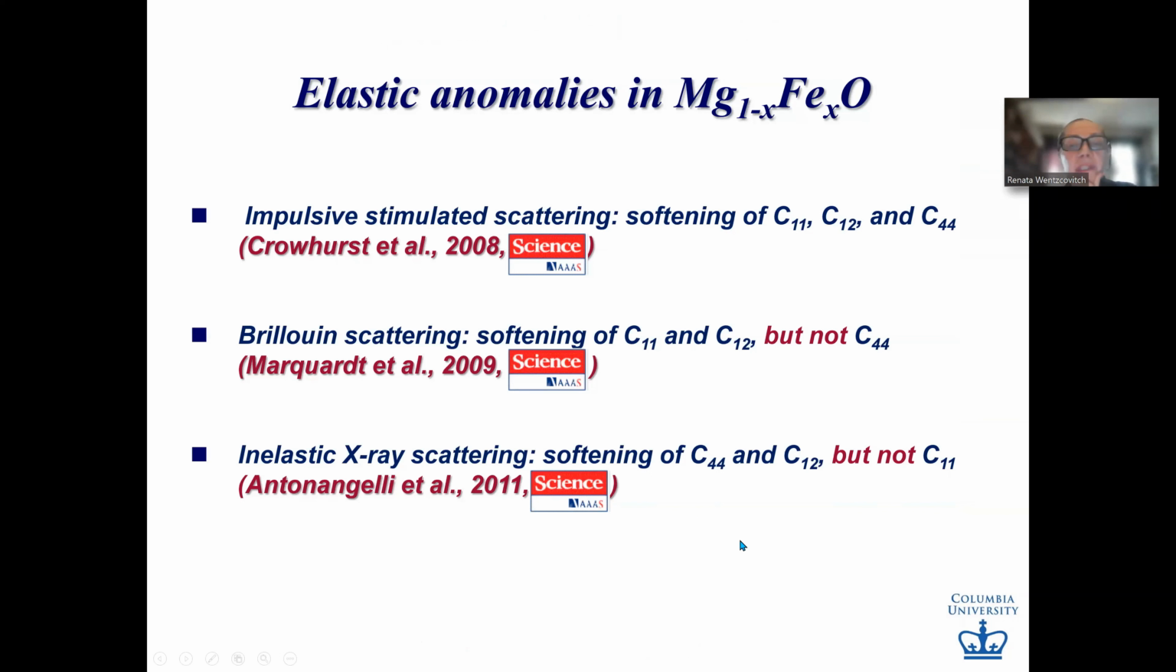So the state of affairs about elastic anomalies: we know they exist because it is there in the bulk modulus. Rock salt material, cubic, 3 elastic coefficients, C11, C12, C44, right? The first measurement by impulse stimulated scattering showed that there's softening in all 3 elastic coefficients. Brillouin scattering said yes in C11 and C12, but not in C44. And then inelastic X-ray scattering said there is softening in C44 and C12, but not C11. This is very difficult to measure, and this is all room temperature at high pressures. Measurement of elastic coefficients at high pressures is tough.